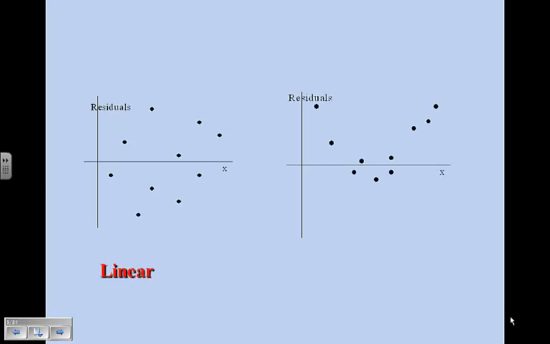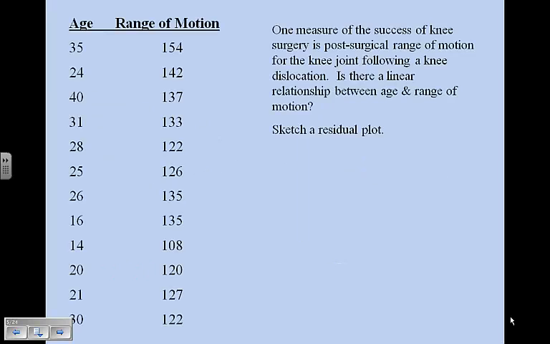Here's an example of a different residual plot, and you can see that there is a clear curved pattern, definitely not linear. So on your notes, you should write down both of these examples to give you a good idea of what a linear pattern looks like and what a non-linear pattern looks like. If you need to, press pause, and then we'll move on to the next slide.